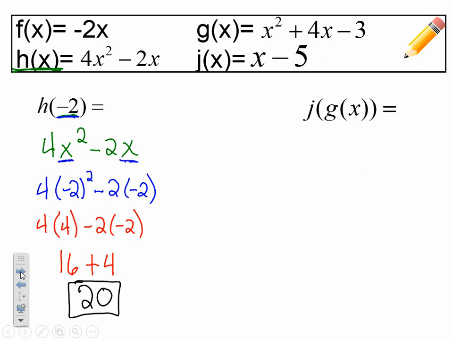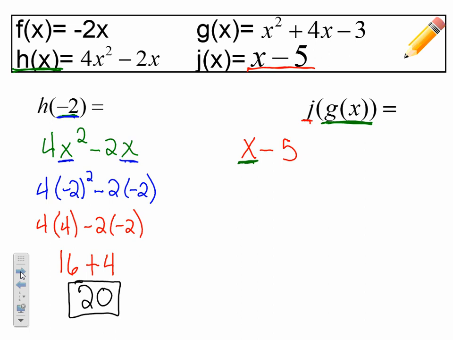Okay. Now if we look at this next example, it's a little bit more complex, but it's saying the same thing. We're going to take the value of j at g of x. So I'm going to start with a j. I'm starting here with j, so I'm going to copy this down. I have x minus 5. Now, that's my original function. I need to replace all my x's with whatever the function g of x is.